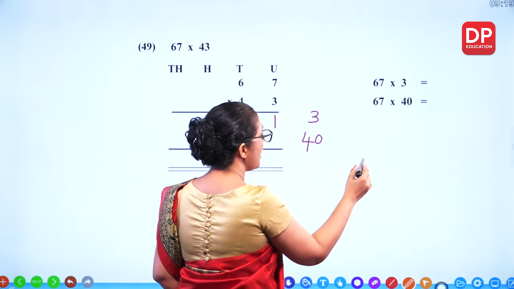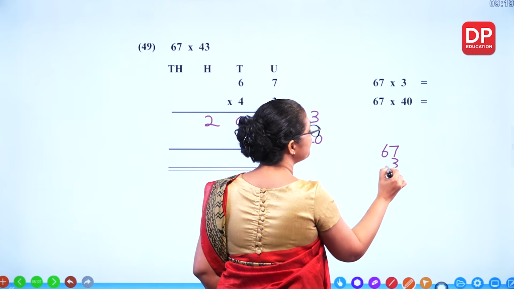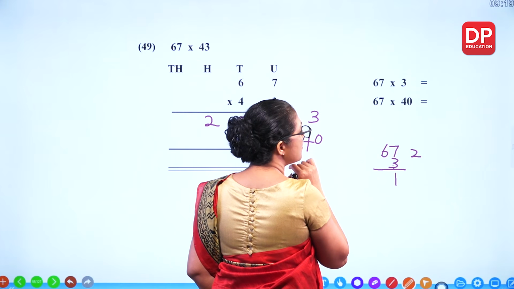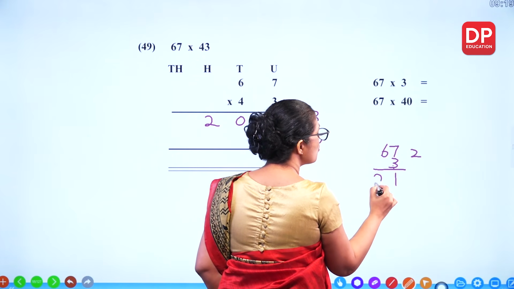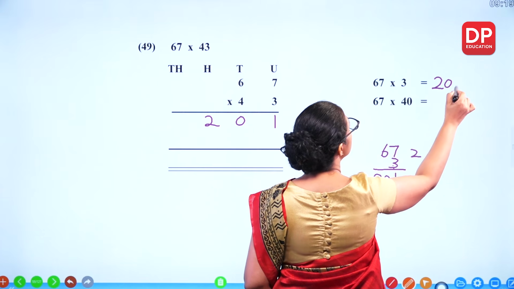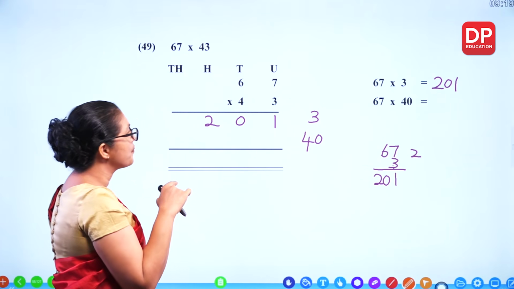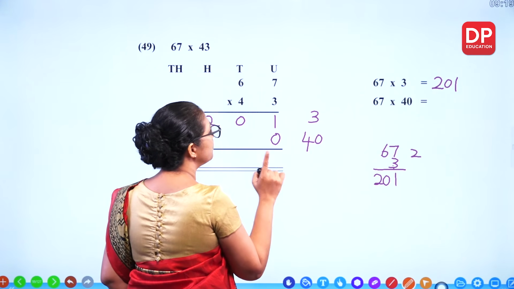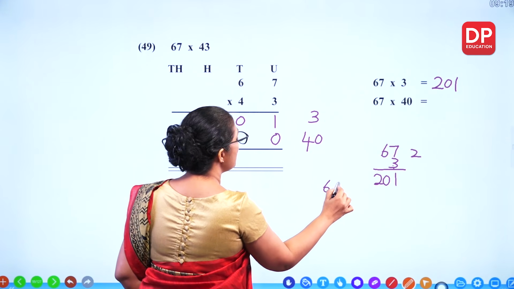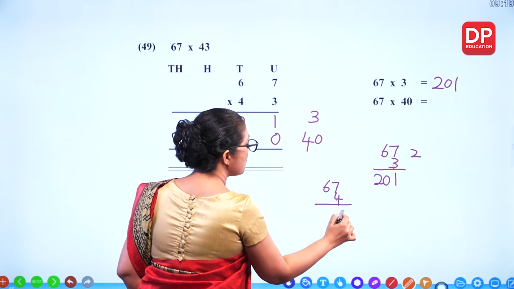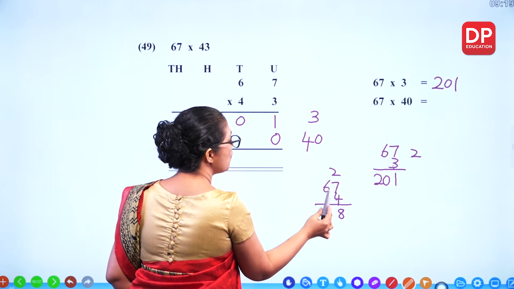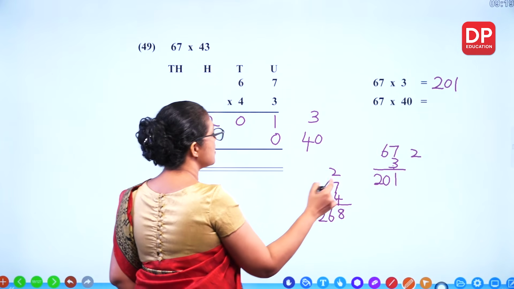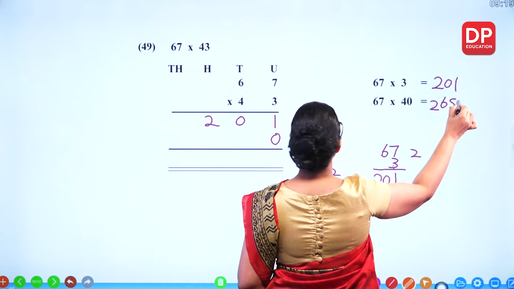So if you can't multiply like that, you can do this way. 3 times 7, 21. 6 times 3, 18 plus 2, 20. So 201. So you get 201 there. So multiplying by 40 means put a 0 and multiply by 4. So what you do? 67 multiplied by 4. 4 times 7, 28. 2 remaining. 4 times 6, 24 plus 2, 26. So 2,680 is the answer here.